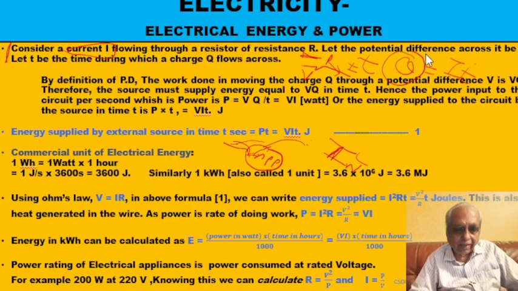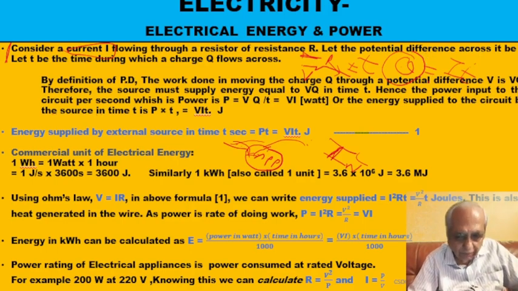So, these are the symbols that we will be using. V is the potential difference across the conductor, R is its resistance, Q is the charge, and t is the time for which the charge has flown. Just learn the symbols.